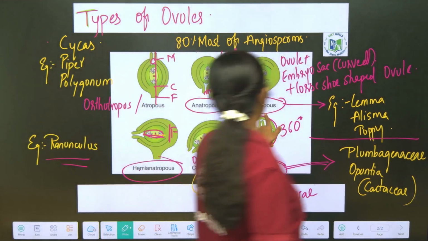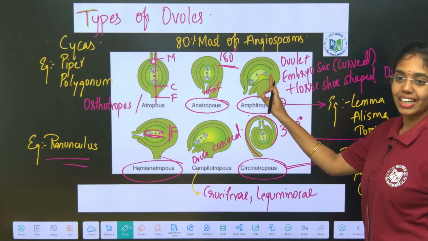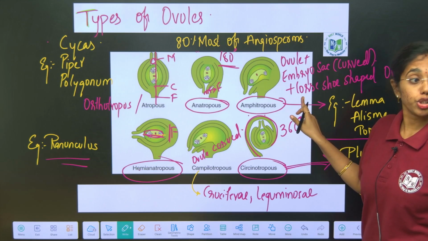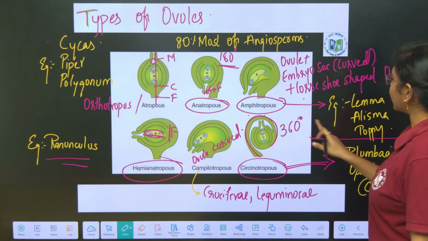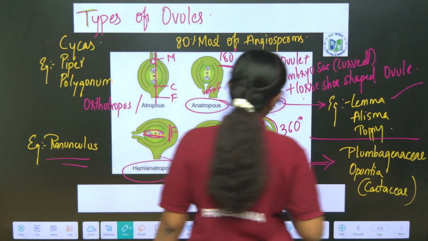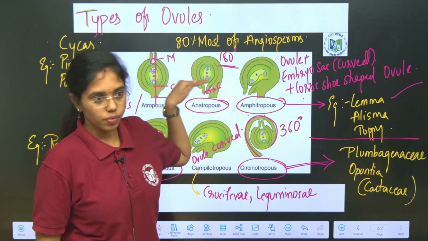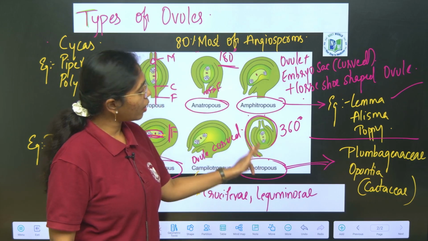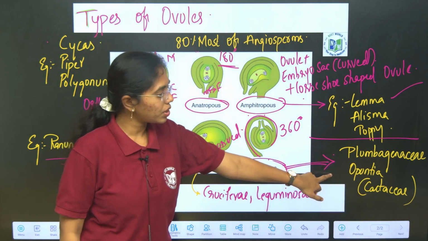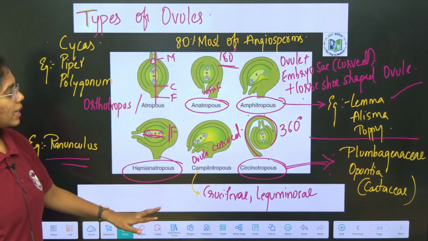Next, here you see amphitropous, where the ovule and embryo sac both are slightly curved, and the ovule will be seen as what? A horseshoe shaped ovule. Examples are Lemna, Alisma and poppy. Circinotropous ovule, where the ovule is completely revolved 360 degrees, and the funicle is all around the ovule. Examples include Plumbaginaceae and Opuntia, which belongs to the Cactaceae family. Clear? These are the examples.